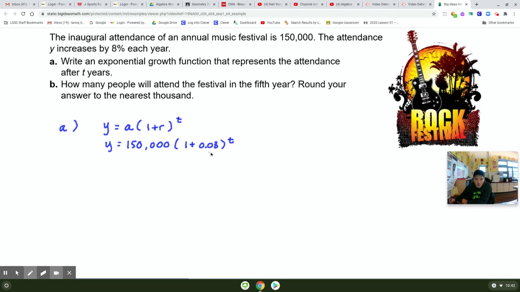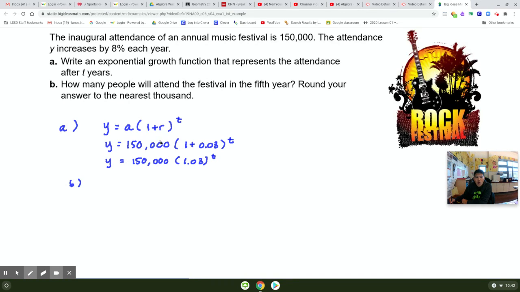I'm going to simplify this. Maybe you skip this part and just add in your head, but it's 150,000 times 1.08 to the t power. That's part A. I don't want to plug in a specific number for t yet.